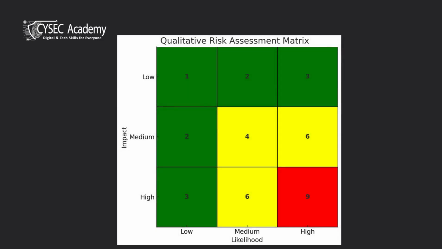Risk matrix: the likelihood and impact ratings are often plotted on a risk matrix or heat map. This visual tool helps determine an overall risk level, e.g. a high likelihood, high impact risk falls into a critical or red zone, while low falls into low or green.